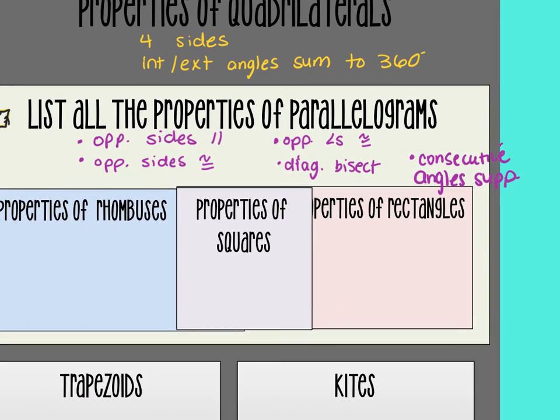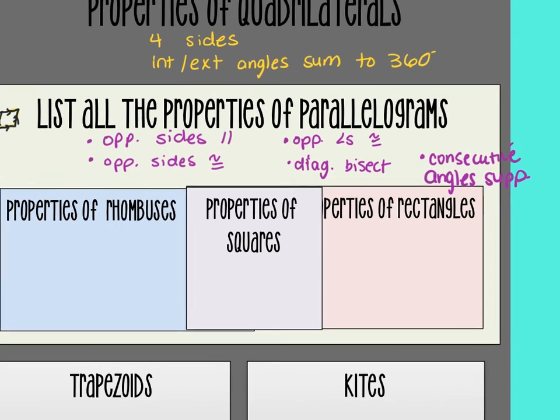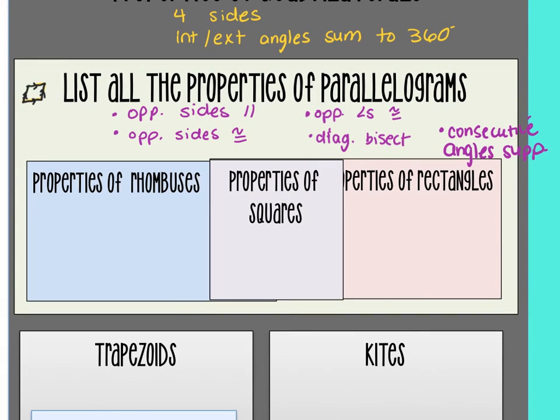Okay, then came the rhombus. A rhombus has 4 congruent sides. And we know 2 additional properties of a rhombus. We know everything about the parallelogram, but then we learned 2 more things specific to a rhombus. The diagonals are perpendicular, and they bisect opposite angles.